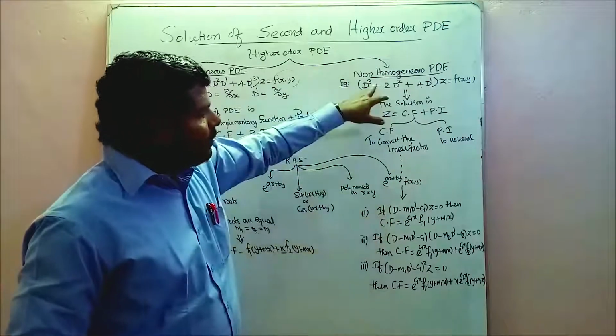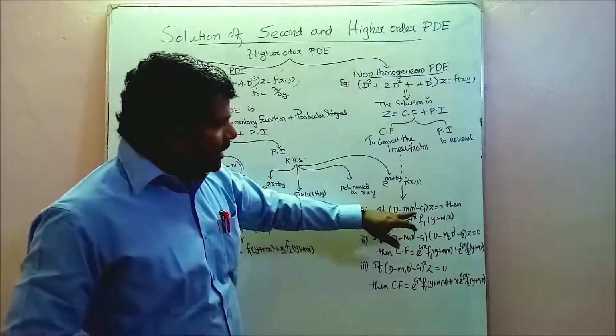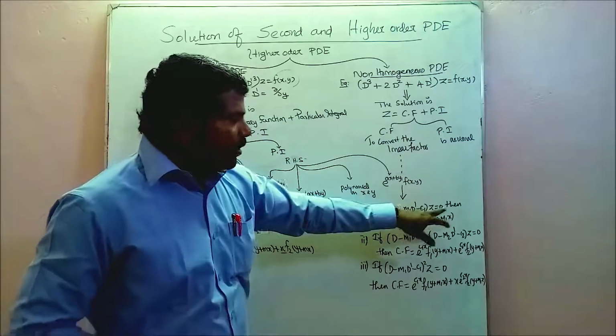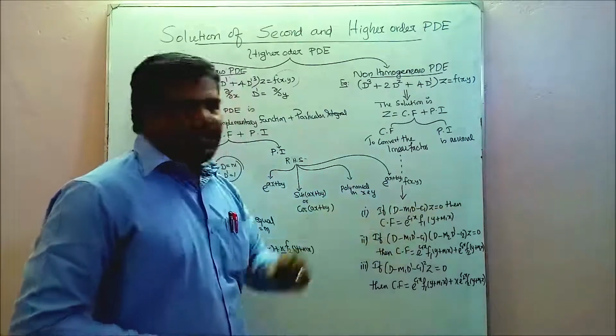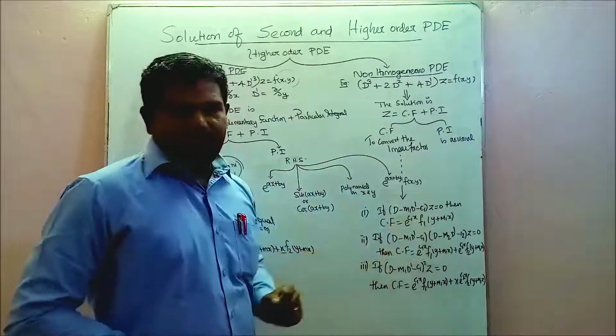Suppose the given differential equation is in the form D minus m1 D dash minus c1 into z equal to 0, then CF is equal to e power c1x into f1 of y plus m1x.